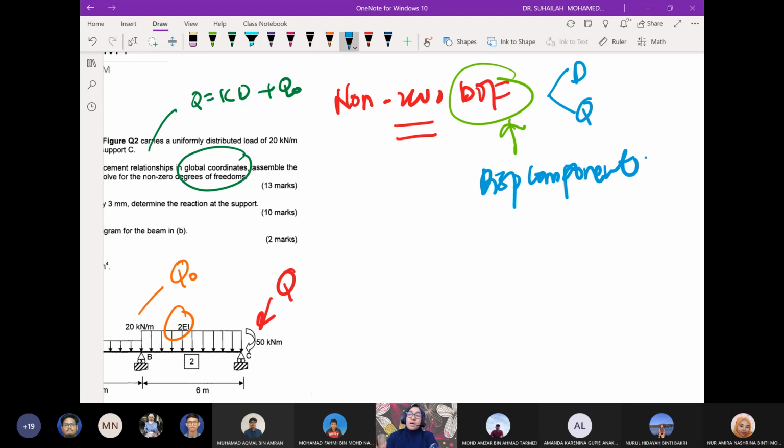Why? Because when there are no forces, there is no displacement. So D does depend on Q. Without Q, there is no displacement. That's why when we analyze this, we have to have displacement as well as Q. Okay? Because D is influenced by Q. So degree of freedom means displacement.